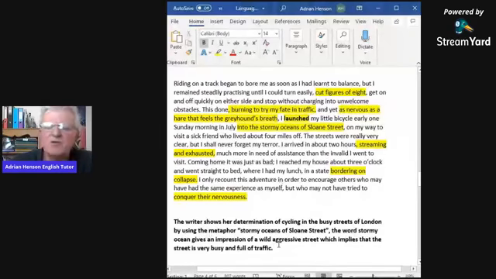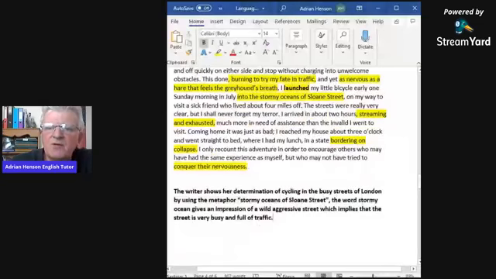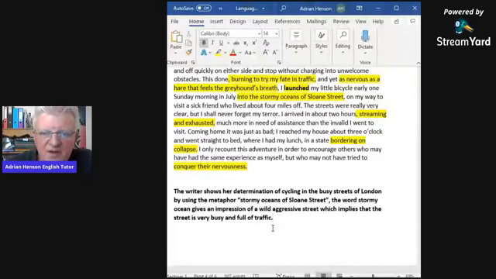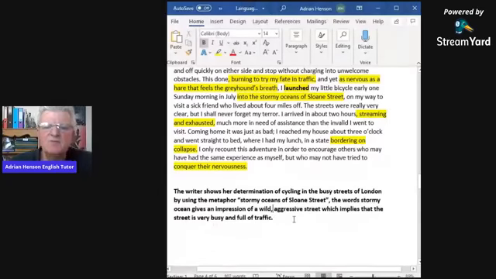Now I would paragraph each of these and create what I could call an answer of 3 marks. So the writer shows a determination of cycling in the busy streets of London by using the metaphor stormy oceans of Sloane Street. The word stormy ocean gives an impression of a wild, aggressive street, which implies that the street is very busy and full of traffic.